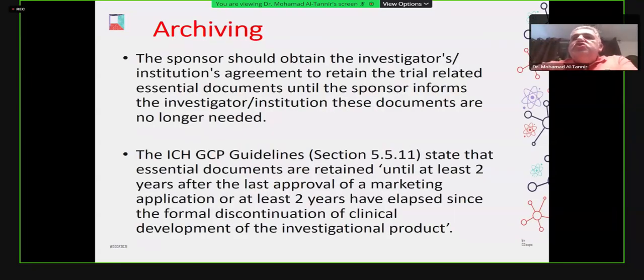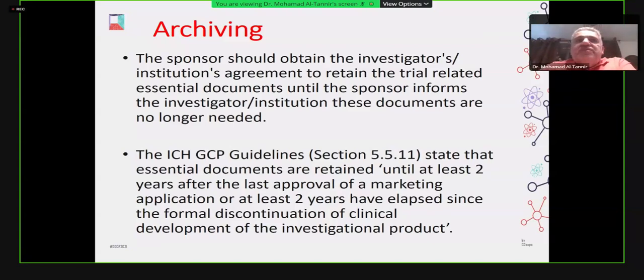For the archiving, the sponsor should obtain the investigator institution agreement to keep and retain the trial-related essential documents until the sponsor informs the investigator institution that these documents are not needed. As per GCP guidelines, essential documents are retained until at least 2 years after the last approval of a marketing application, or at least 2 years have elapsed since the formal discontinuation of clinical development of the investigational product. Sometimes this duration goes up to 5 years. And the sponsor should really provide a fee for archiving this trial for the institution.